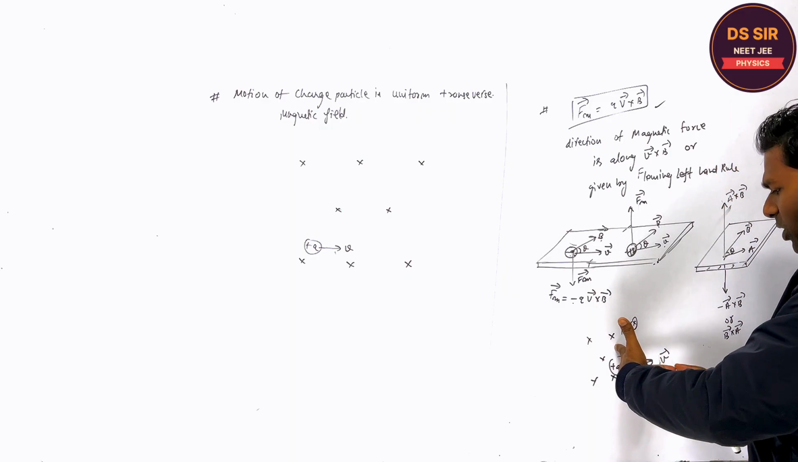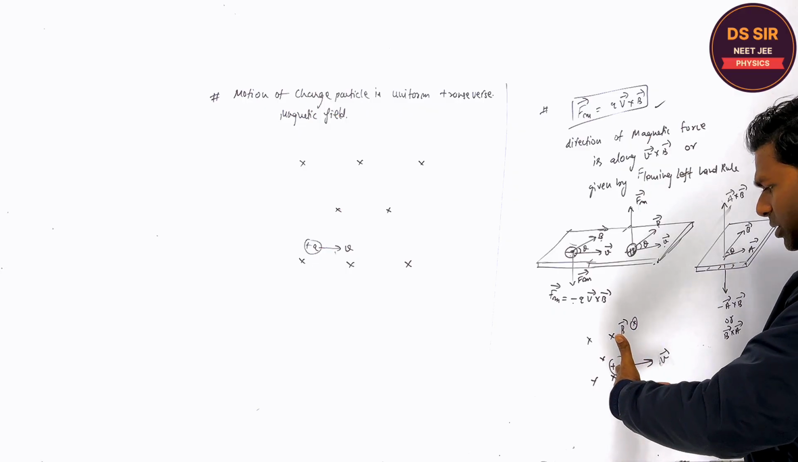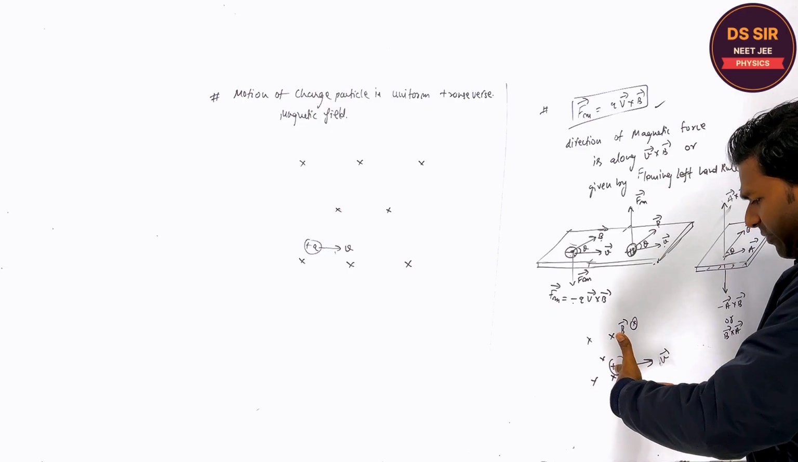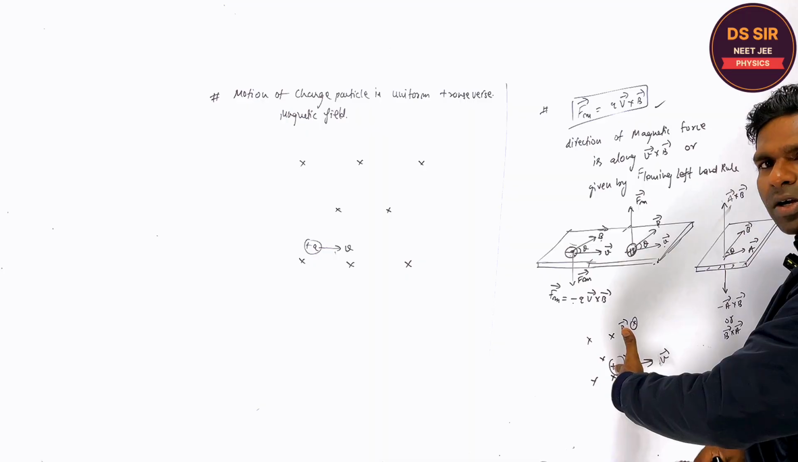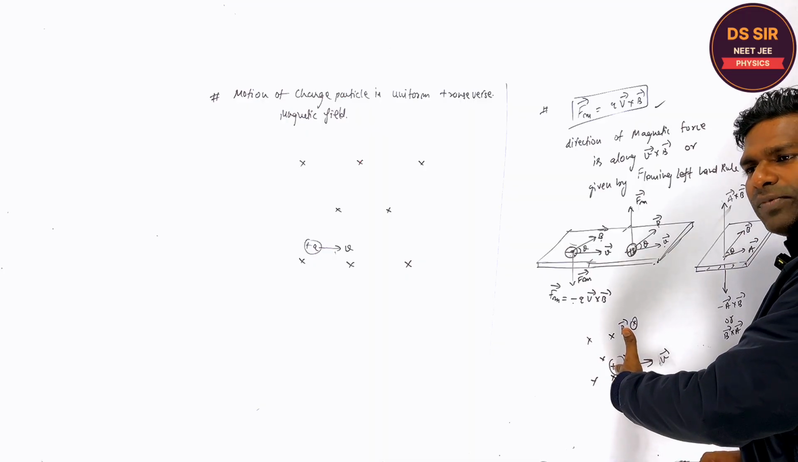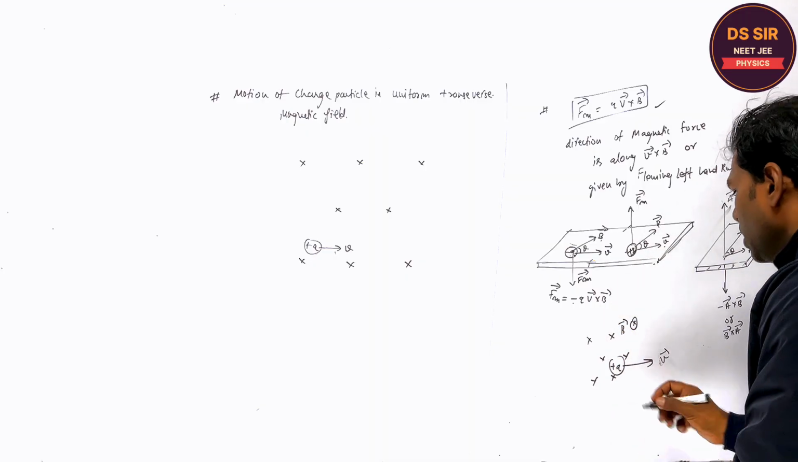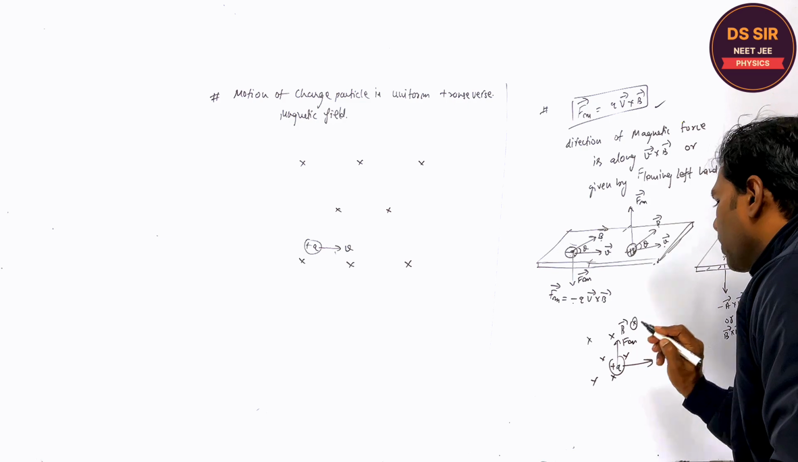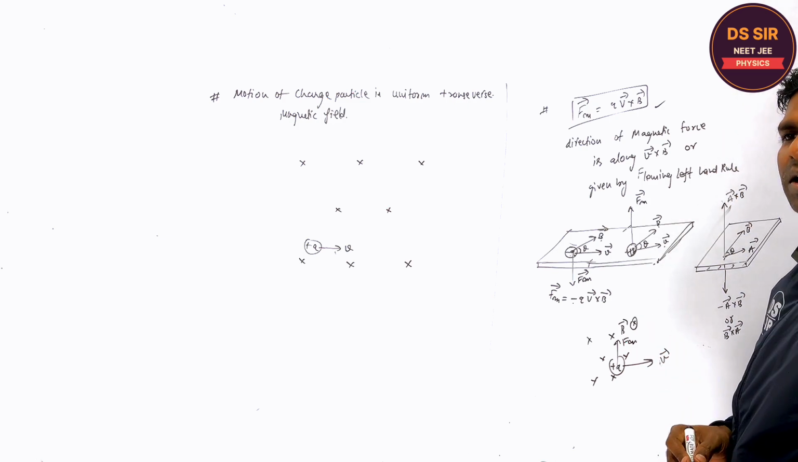The middle finger represents the velocity direction, and the thumb represents what? The direction of the magnetic force. So here the magnetic force acts upon this. Is it clear or not, you tell?